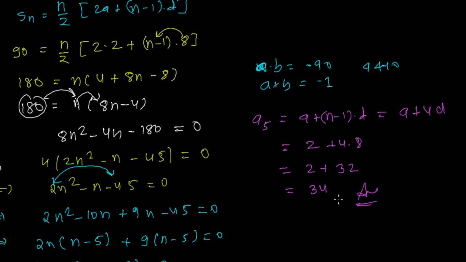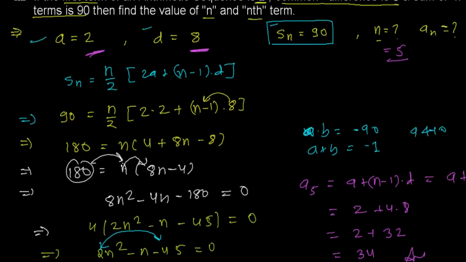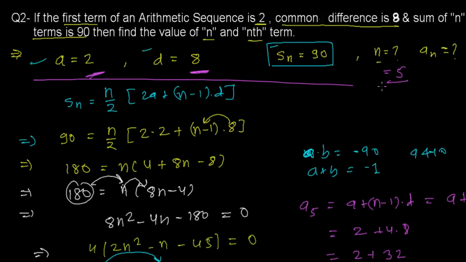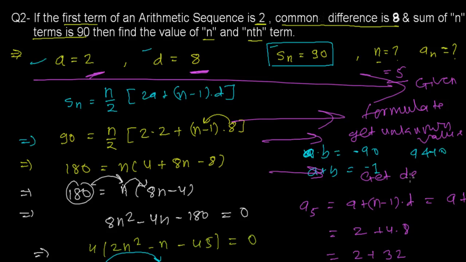I hope you understand this. You need to do a lot of similar questions. Always keep just one thing in mind. Write all the given things first, that's your first step. The second step is formulate it. After formulating it, you'll get some unknown quantity. Get the unknown value, that's your third step. And the fourth step is get the desired one, what the question is asking.